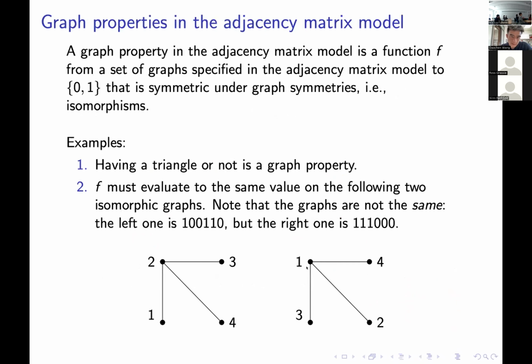Now, a graph property in the adjacency matrix model is a function f from a set of graphs specified in the adjacency matrix model to {0, 1} that is symmetric under graph symmetries, i.e. graph isomorphisms.